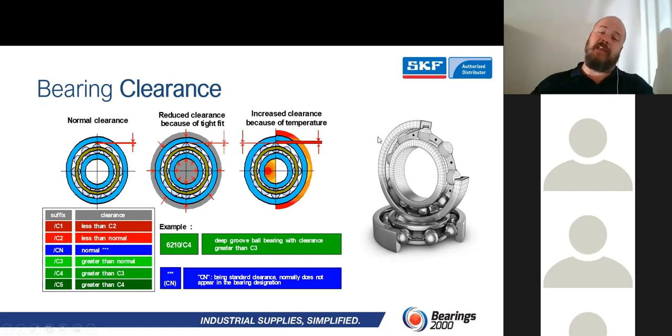Right, the clearance is there so that should I have a temperature difference between the inner race and the outer race of plus or minus 15 degrees, I will go up to a C3 clearance, providing more space for thermal expansion. So when we look at the suffixes, as you can see over here, CN is not put in the suffix. C3 is greater than normal, C4 greater than C3, and then the other way around, C2 being less than normal and C1 being less than C2. So that is the internal radial clearances on the bearings.